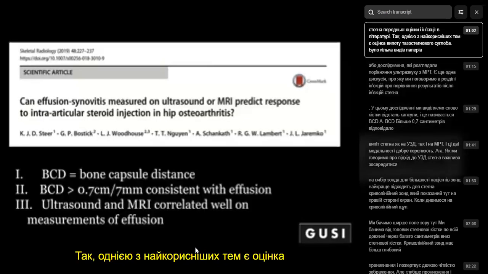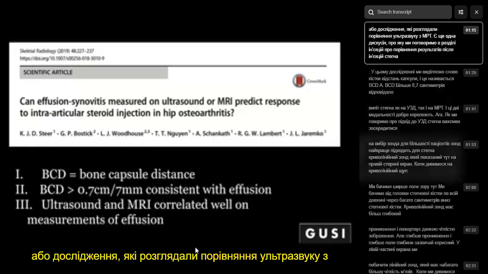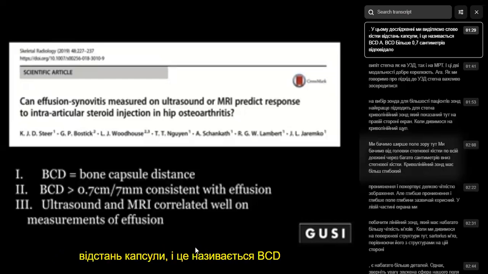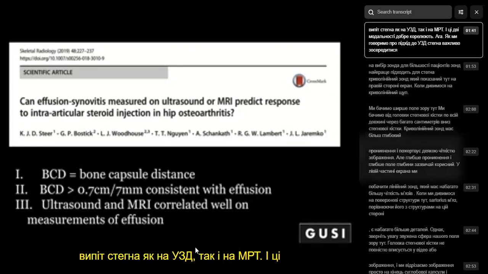In the literature, one of the most useful topics is the assessment of hip effusion. There's been several types of papers or studies that have looked at comparison of ultrasound with MRI. There's a whole other discussion we'll talk about in the injection section about comparing outcomes after hip injections. In this study, we highlight the word bone capsule distance, referred to as the BCD. A BCD greater than 0.7 centimeters was consistent with a hip effusion on both ultrasound and MRI, and these two modalities correlated well.